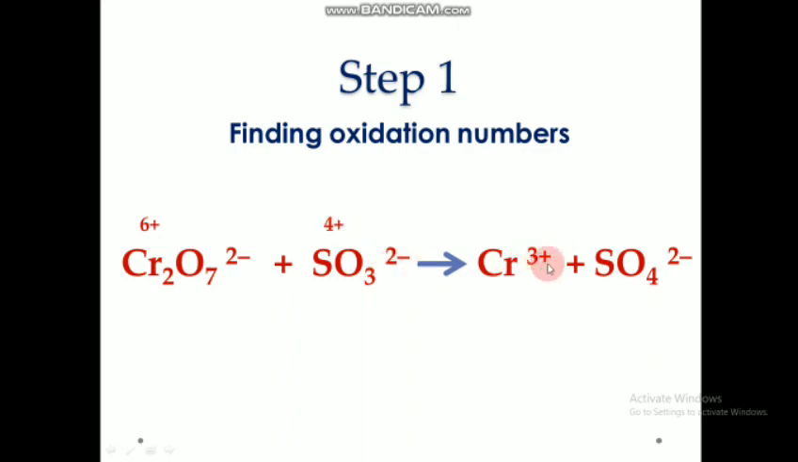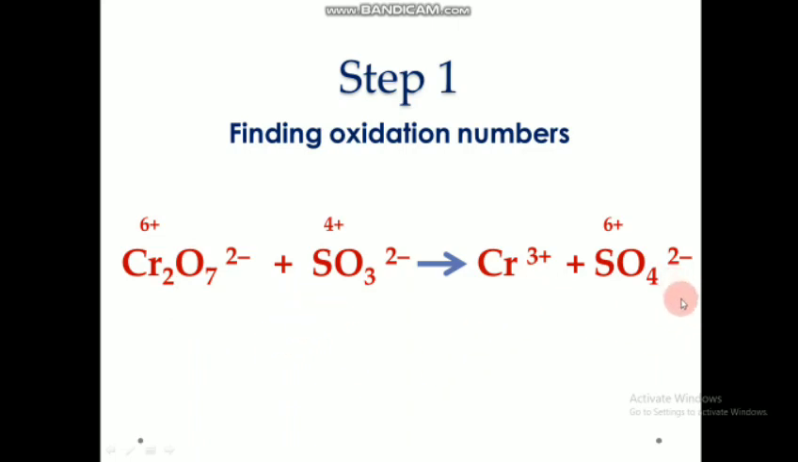Chromium we have 3+ only and sulfur again. So 4 into minus 2 charge for oxygen. So 4 into minus 2 becomes 8 minus and we have a net charge of minus 2. So hence sulfur will become 6+. 6 minus 8 becomes minus 2. So we found out the oxidation numbers of individual atoms.